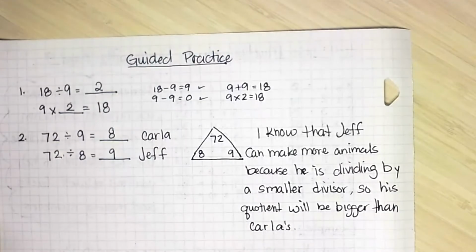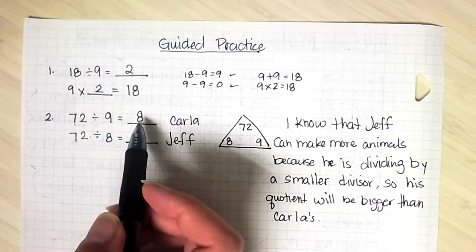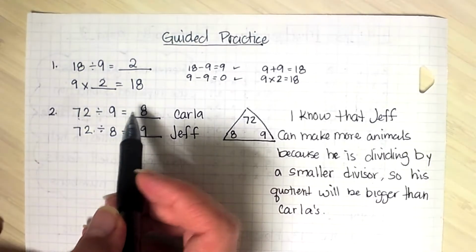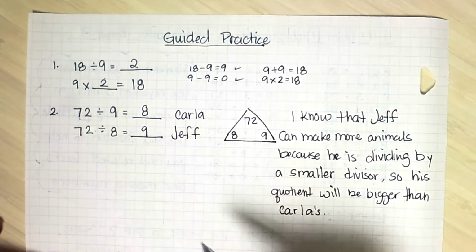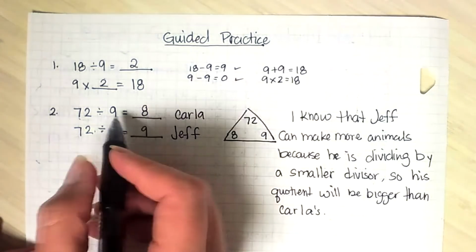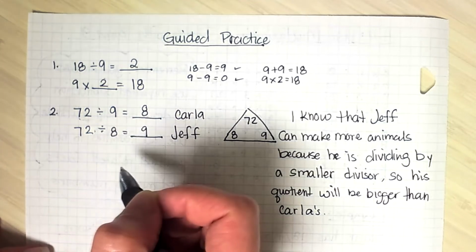All right, so I know from my facts, 72, if I'm going to break it into 9 groups, I'm only going to be able to make 8 of those animals. If I have 72 and I'm dividing it into 8 groups, I'll be able to make 9 of those animals. Remember, the bigger your divisor is, the smaller your quotient is going to be.